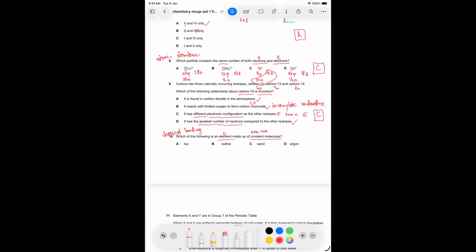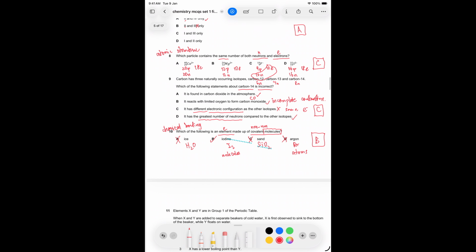So take note, it's an element. Ice is a compound, so definitely it's out. And sand is silicon dioxide, it's out as well. Ice, for those that are not sure, is H2O, just in the solid state. Iodine is possible, it's I2, and then argon is Ar. But another keyword is that it must be molecule. Argon actually exists in atoms, so it's out. So only iodine exists in molecules. So the answer will be B.